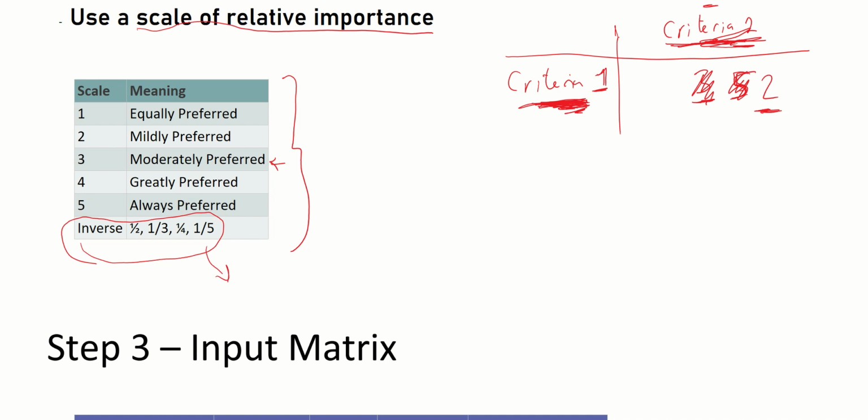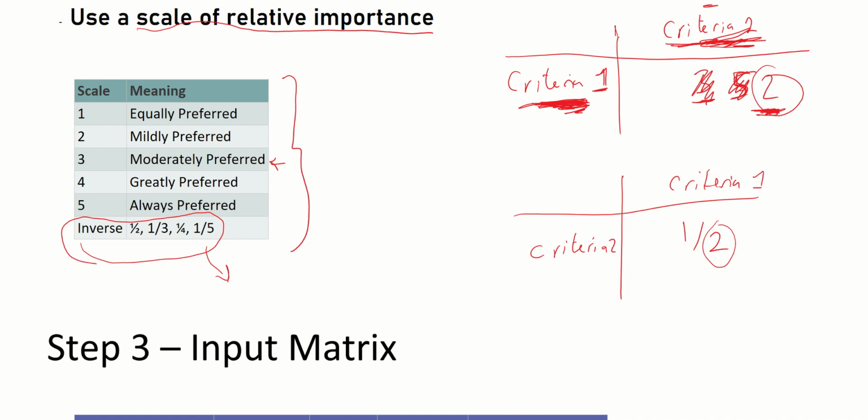If on the same matrix, it gets to criteria 2 with respect to criteria 1, because I've already established that I mildly prefer criteria 1 with respect to criteria 2, giving it a number of 2, the inverse, the other way around, is 1 over the number, so 1 over 2. Okay, so that's the number over here. And this will become clearer when we have a look at the input matrix.